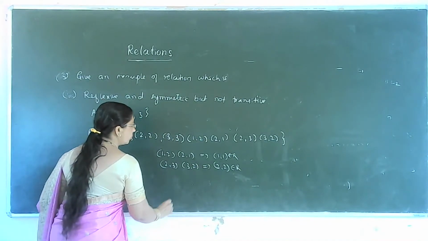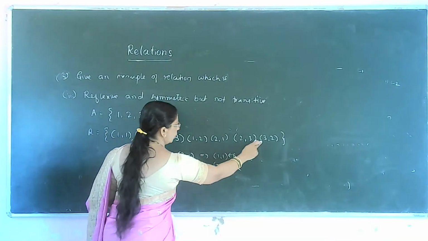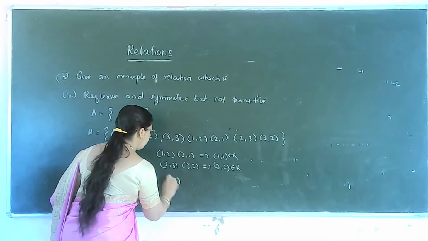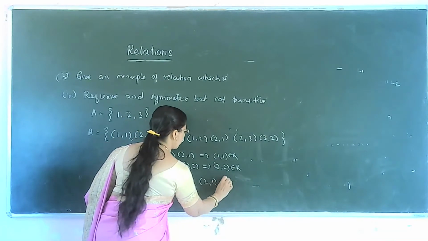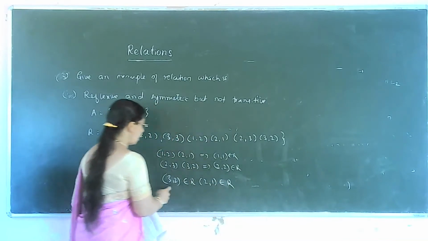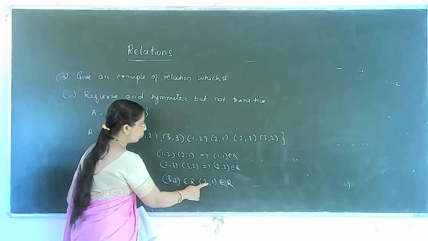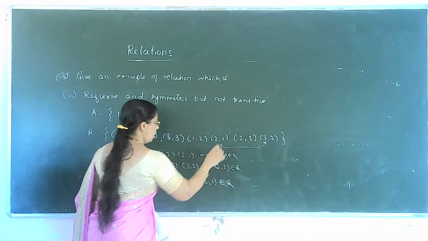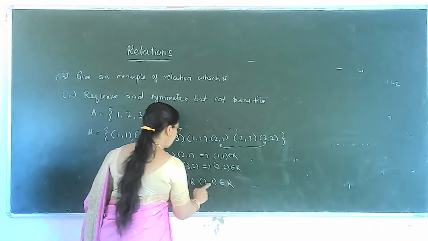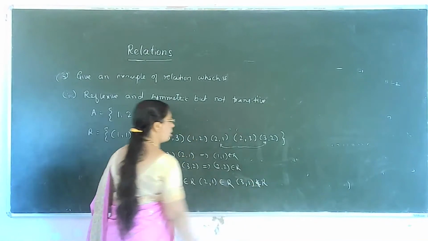But here, (3,2) belongs to R and (2,1) belongs to R. Here (3,2) belongs to R and (2,1). Next term 2, from (2,1), I will take this 2. Its transitivity is (3,1). (3,1) does not belong to R.